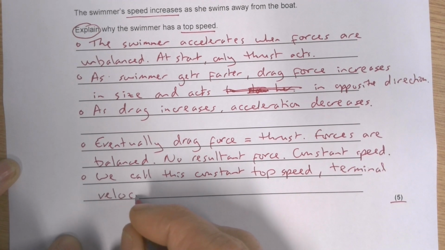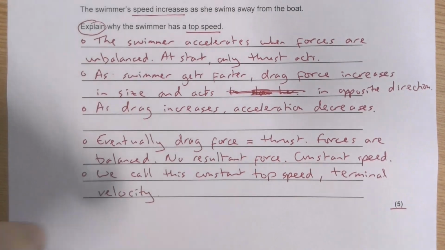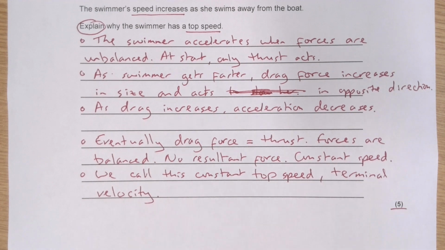And all vehicles that travel through a fluid, so through a liquid or a gas, will experience that terminal velocity. Eventually, they'll get to a top speed. And the only way to overcome it is either to provide more thrust, so bigger engine, nitrous oxide, whatever it's going to be, or you can reduce the drag effect, which means make it more streamlined, more aerodynamic, or reduce friction. Okay, hope that was useful. Take care.